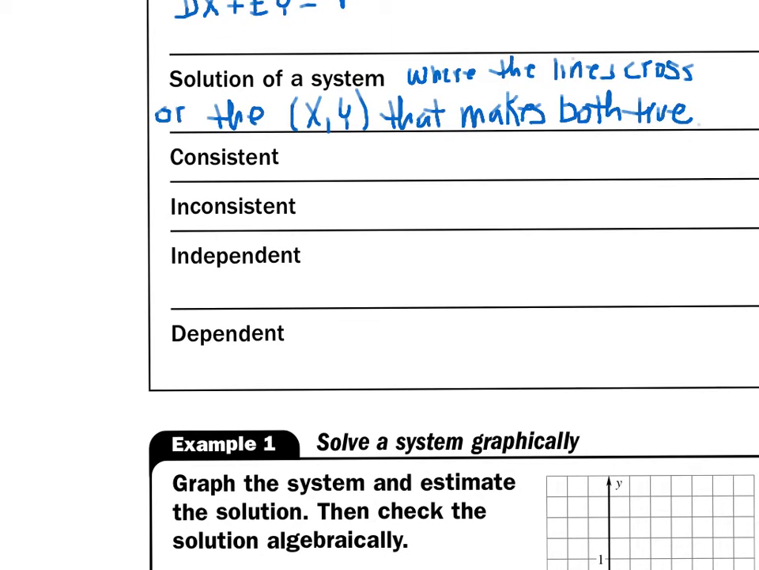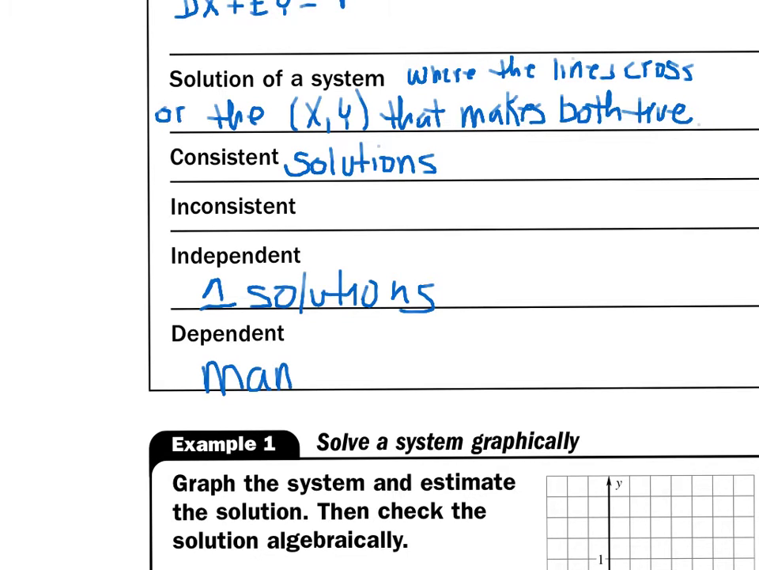Consistent. Consistent has solutions. It can also be consistent and independent, which means it has only one solution, or it could be consistent and dependent, which means it has many solutions.